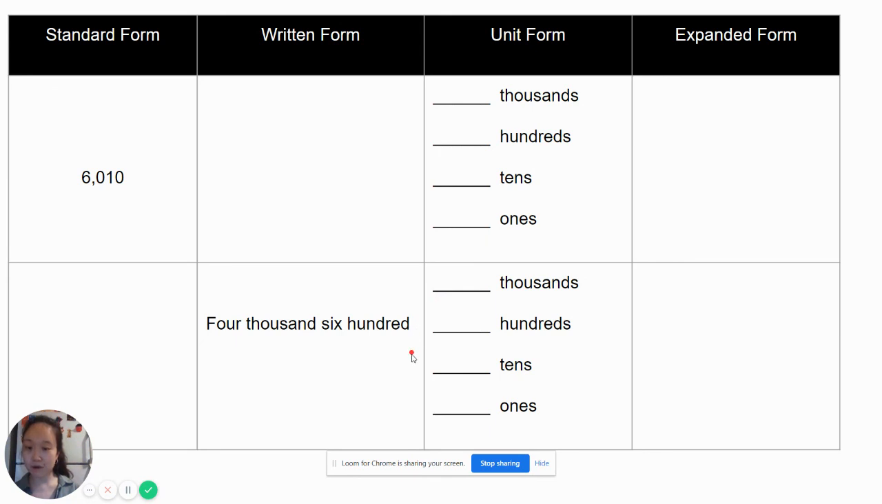For the next number, I'm given the number in its written form. So I have to write it in standard form, unit form, and expanded form.